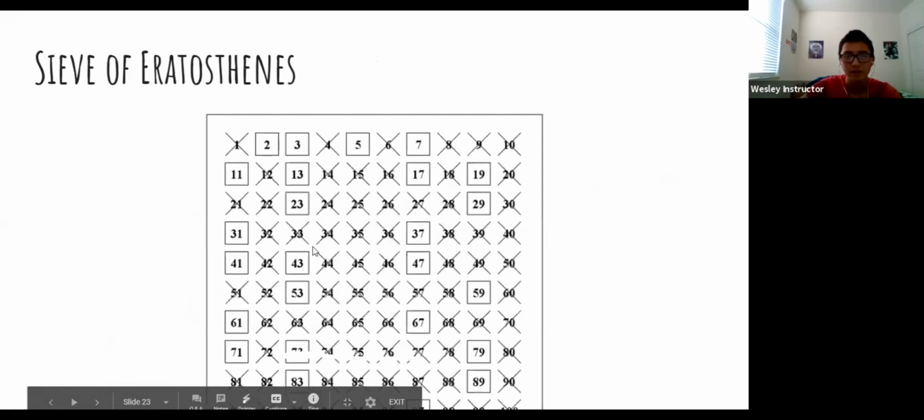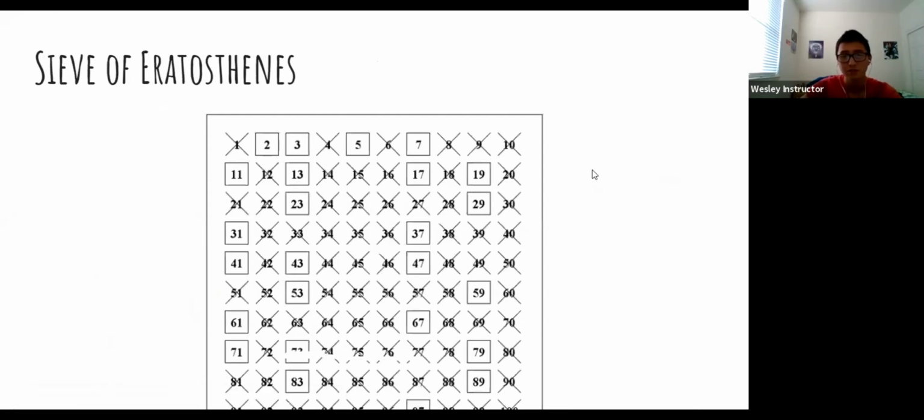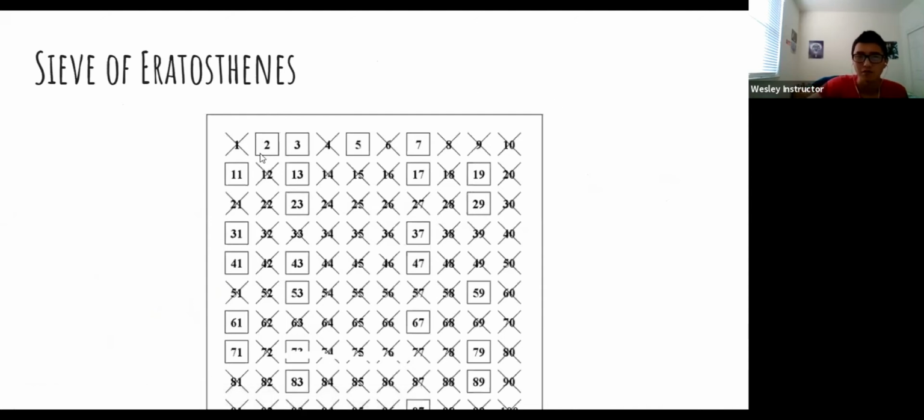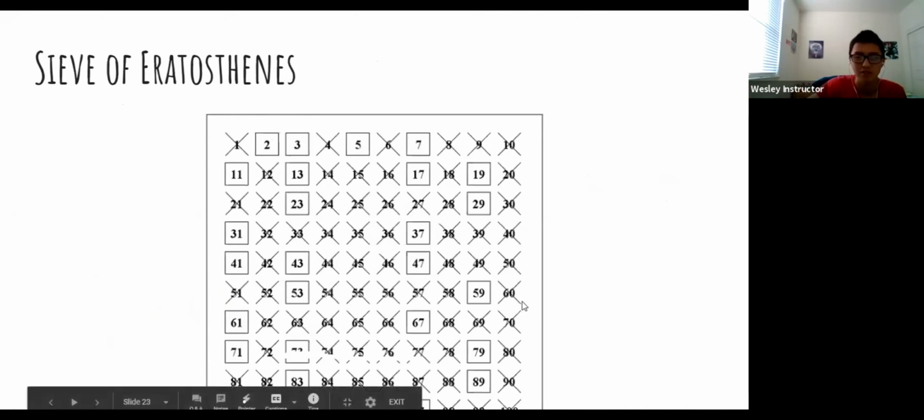And here's a test that you can do to find prime numbers. It's called the Sieve of Eratosthenes. I'll probably butcher that. So here's what you do. First, we circle the smallest prime number, which is 2. And then we cross out all of the multiples of 2. So 4, 6, 8, 10, that means all of the even numbers here, we cross out.